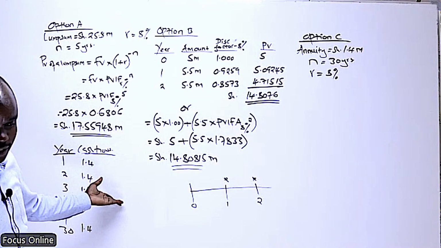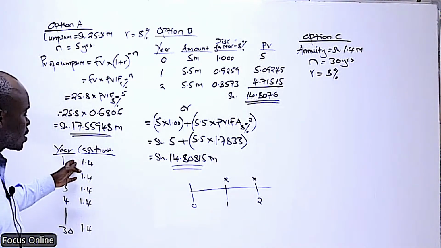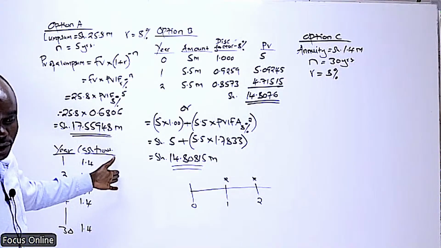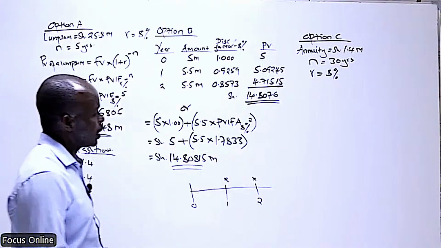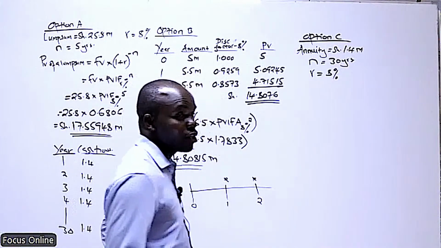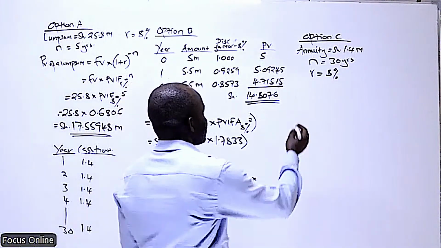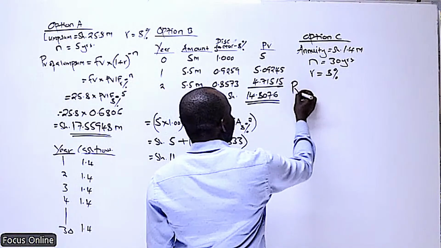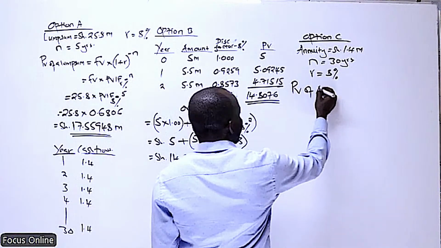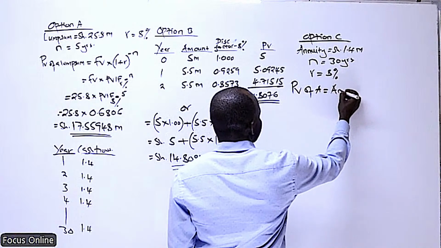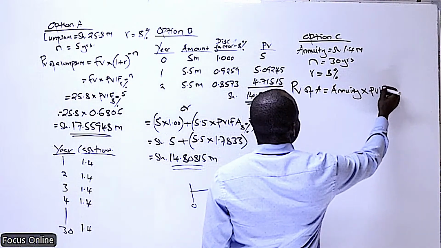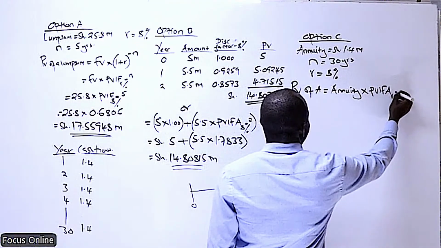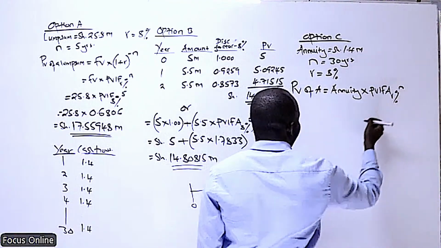That is tedious. That's why we're saying when it is an annuity, you do not need to use the upper table. You just take the annuity figure times the present value annuity factor. So here you'll say present value of annuity is equal to the annuity times present value interest factor annuity, R% power N.